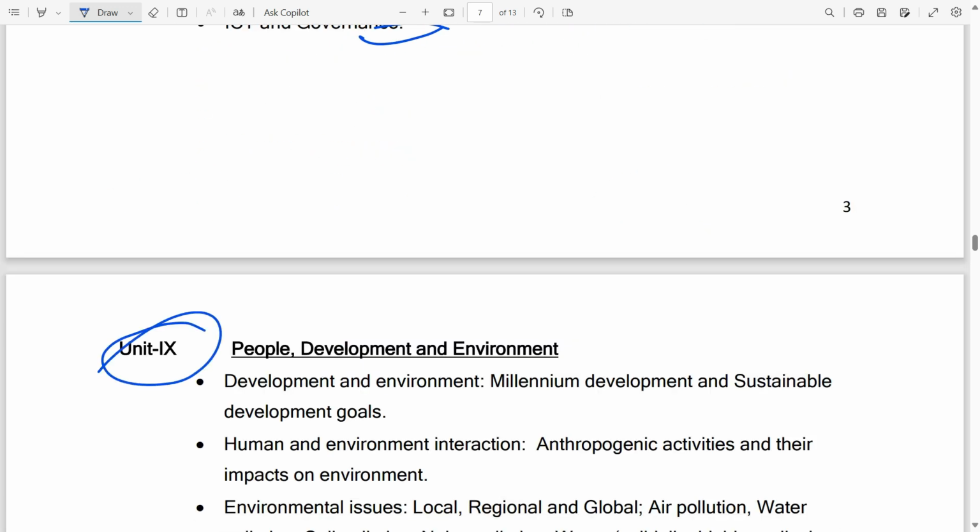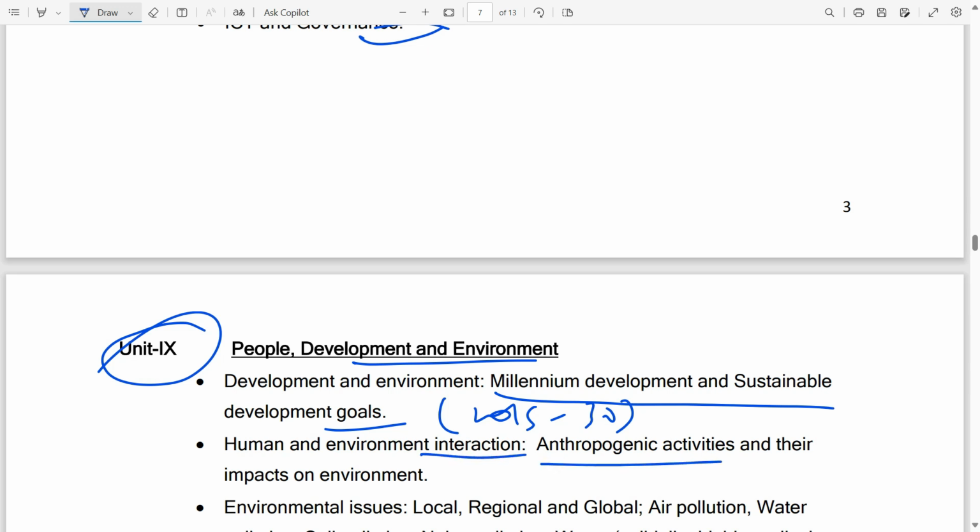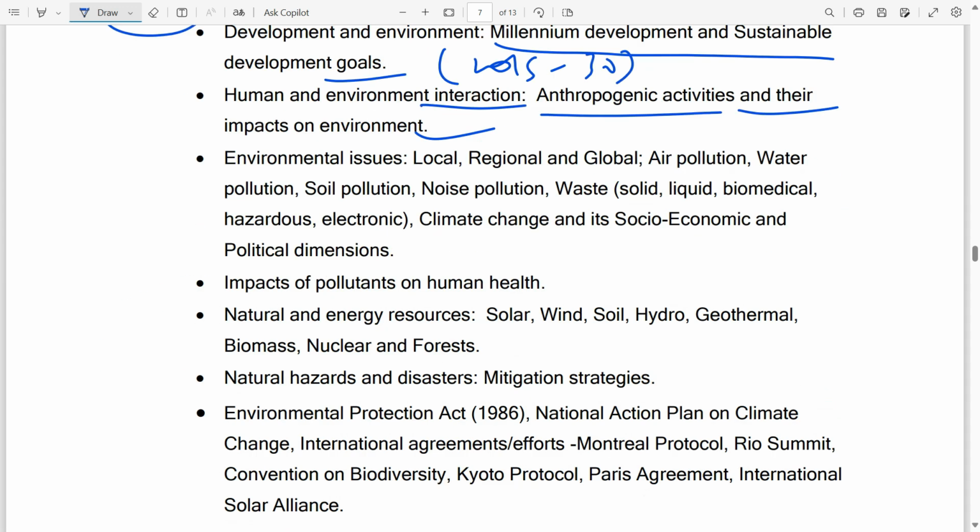And last is Unit 9, people, development and environment. About the environment they will ask about the Millennium Development Goals and Sustainable Development Goals. You know that 2015 to 2030, that is the SDG goals: how many goals there are, what the different goals are, human and environment interaction, anthropogenic activities, impacts of anthropogenic activities on the environment, and environmental issues like local and regional pollution, air pollution, water pollution, noise pollution. So basically what you read about the environment for UPSC or state PCS, only from that these questions come.